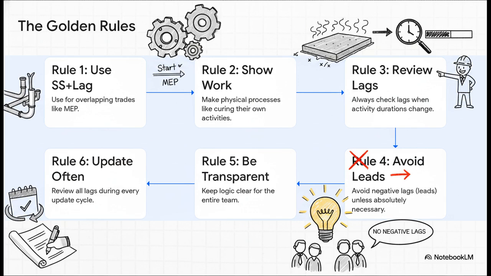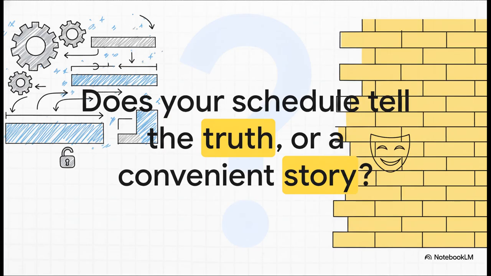4. Try to avoid negative lags. Those leads, they can really complicate things. 5. Transparency is everything. Your whole team needs to understand the logic. And finally, number 6, review every single lag during every single update cycle to make sure it all still reflects reality on the ground. And that leaves us with one final thought to chew on.